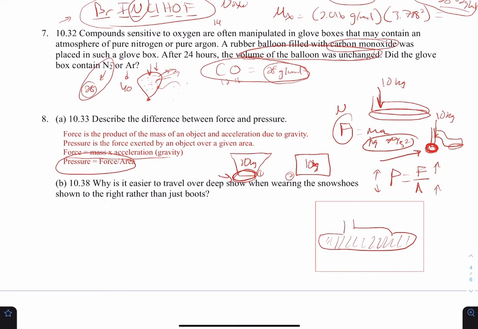And this just makes it easier to travel in snow because you're applying the same weight, the same force, your own weight, but it's being applied over a larger area. And so it's easier to travel over deep snow when wearing snowshoes rather than boots, because if you just wore the boots like this, it's a smaller area, and it's going to push down.